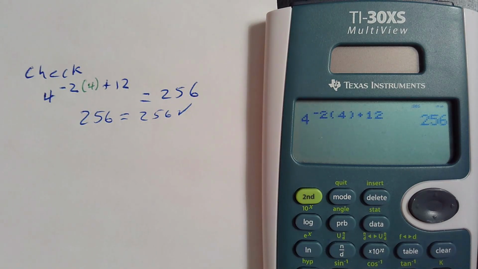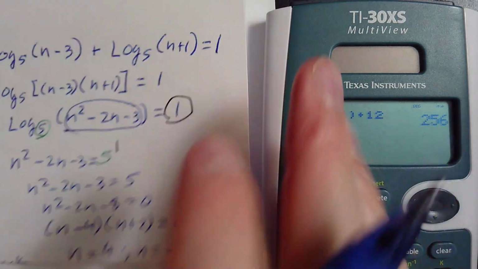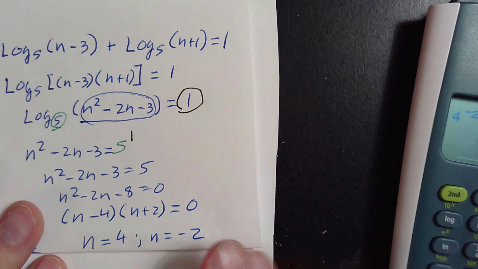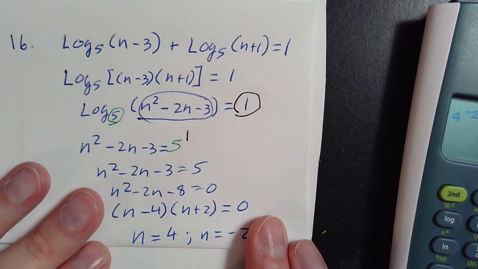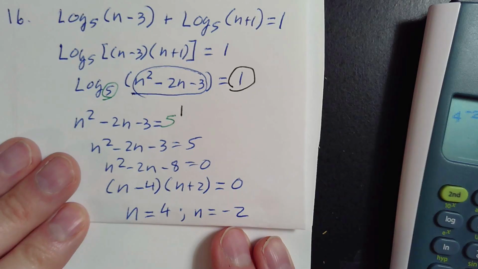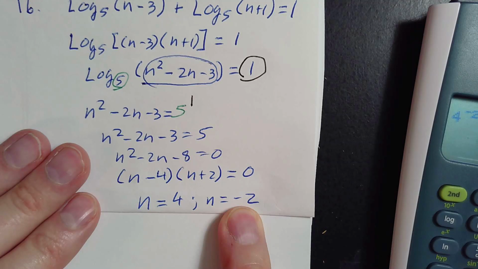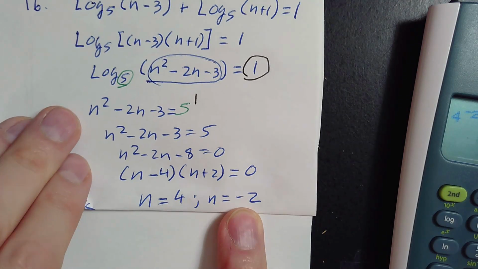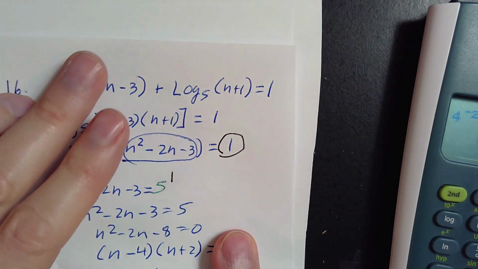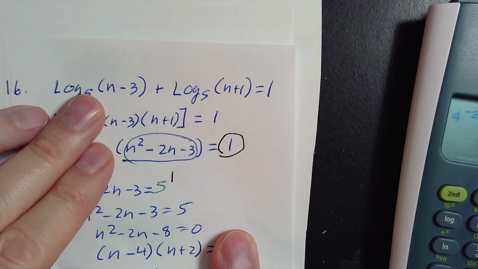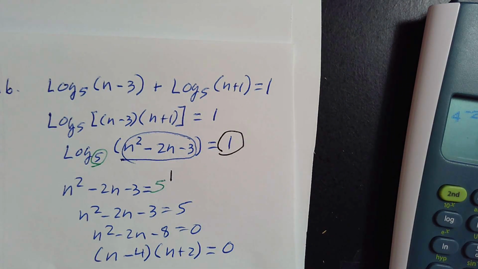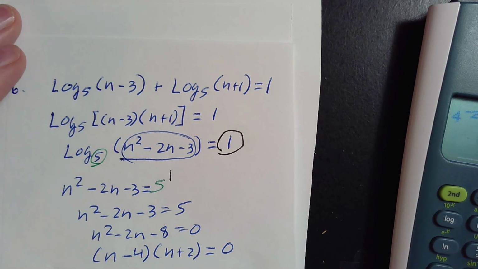Now if we needed to check a log, let's see how that one would work. So here's problem number 16 from review test number 4. We had solved and gone down to n equals 4 and n equals -2 as our potential solutions. So again, I need to go back to my original equation. So let's go ahead and write our original equation down. And then we're going to check each one of those. First we'll check n is 4 and then n equals -2.